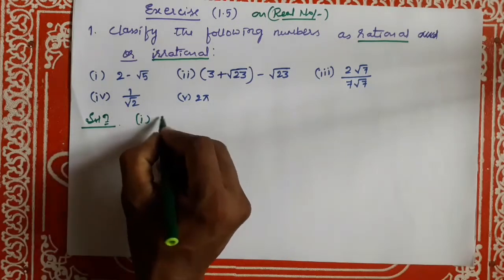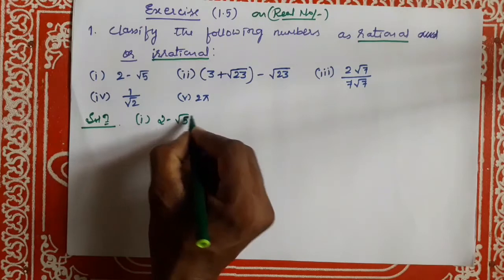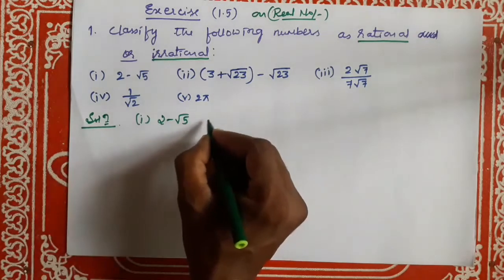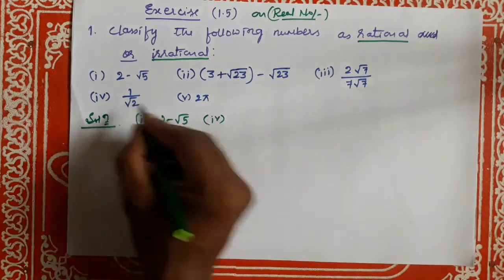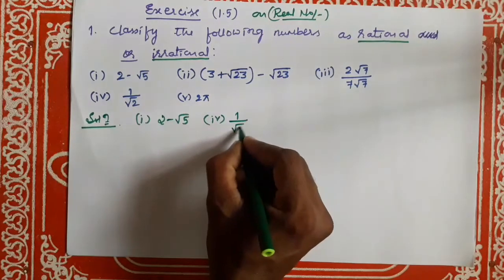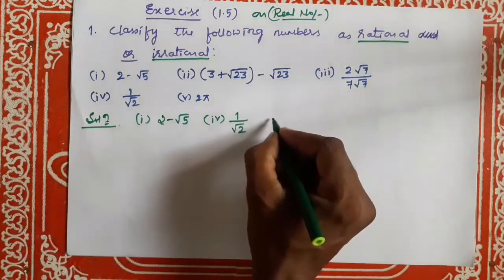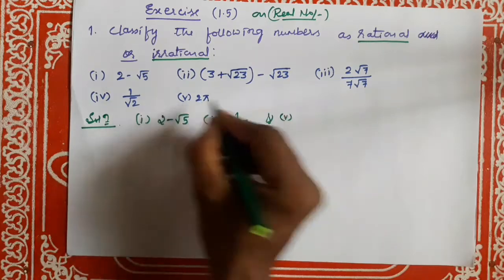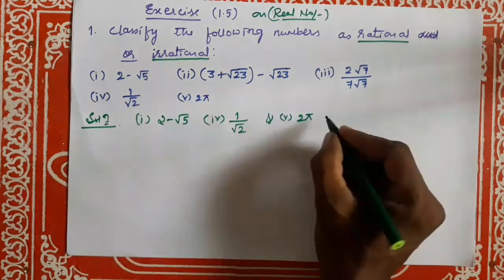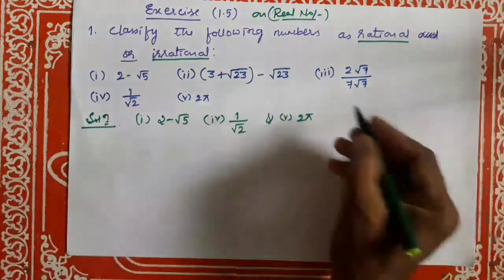Let us see the solution. First one, 2 minus root 5. Fourth one, 1 by root 2. And fifth one, 2 pi. These three are irrational.